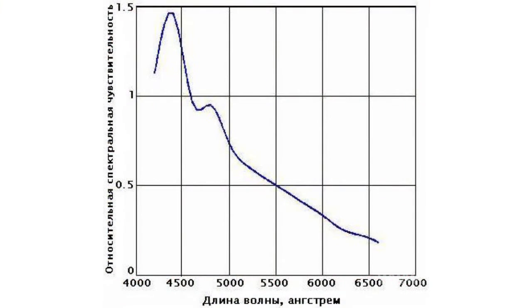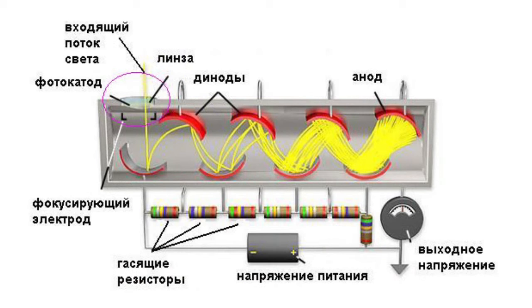The characteristics of a photomultiplier mostly depend on the structure of the photocathode. They include such parameters as spectral sensitivity, quantum efficiency, and dark current, also known as noise. The thickness of the photocathode is an important parameter.